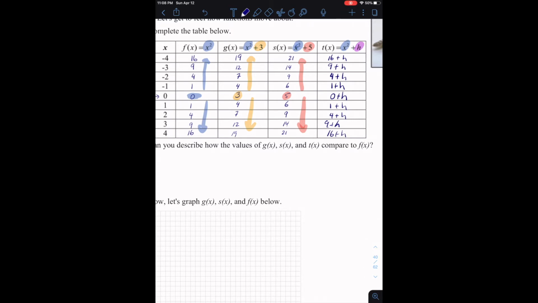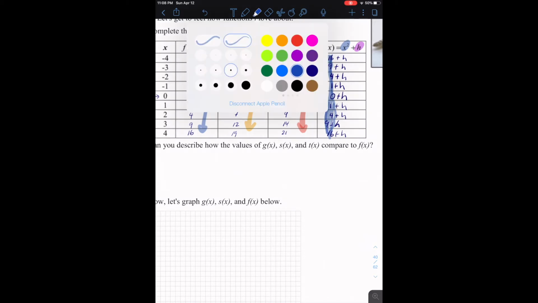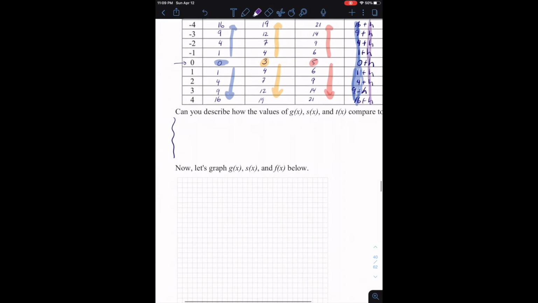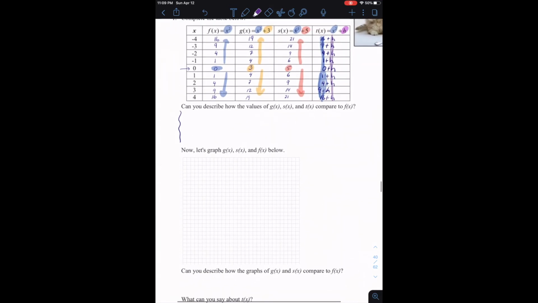Okay, so you notice, I hope, that these are still the values for our x squared, and then we have the plus h. So go ahead and pause this video and complete your generalizations for what happens to the values for the functions.